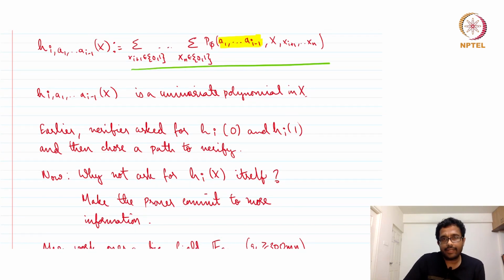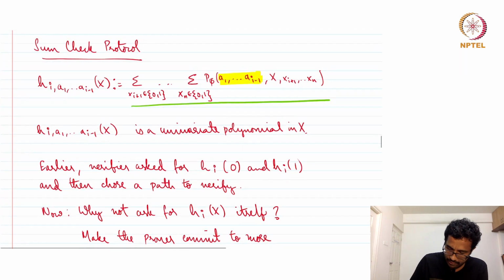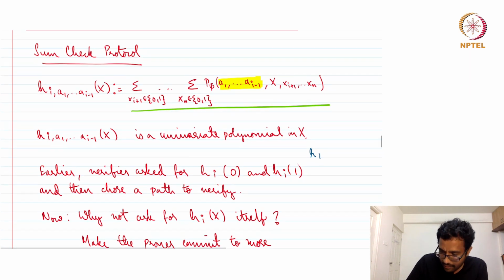So earlier, the verifier asked for hi0 and hi1. In other words, what is h10 and h11? So what is h1? h1 does not have any other a0 or anything because it is from a1 to ai minus 1, so there is nothing. So h1 of 0 is simply you sum up over all xi's from x2 to xn.